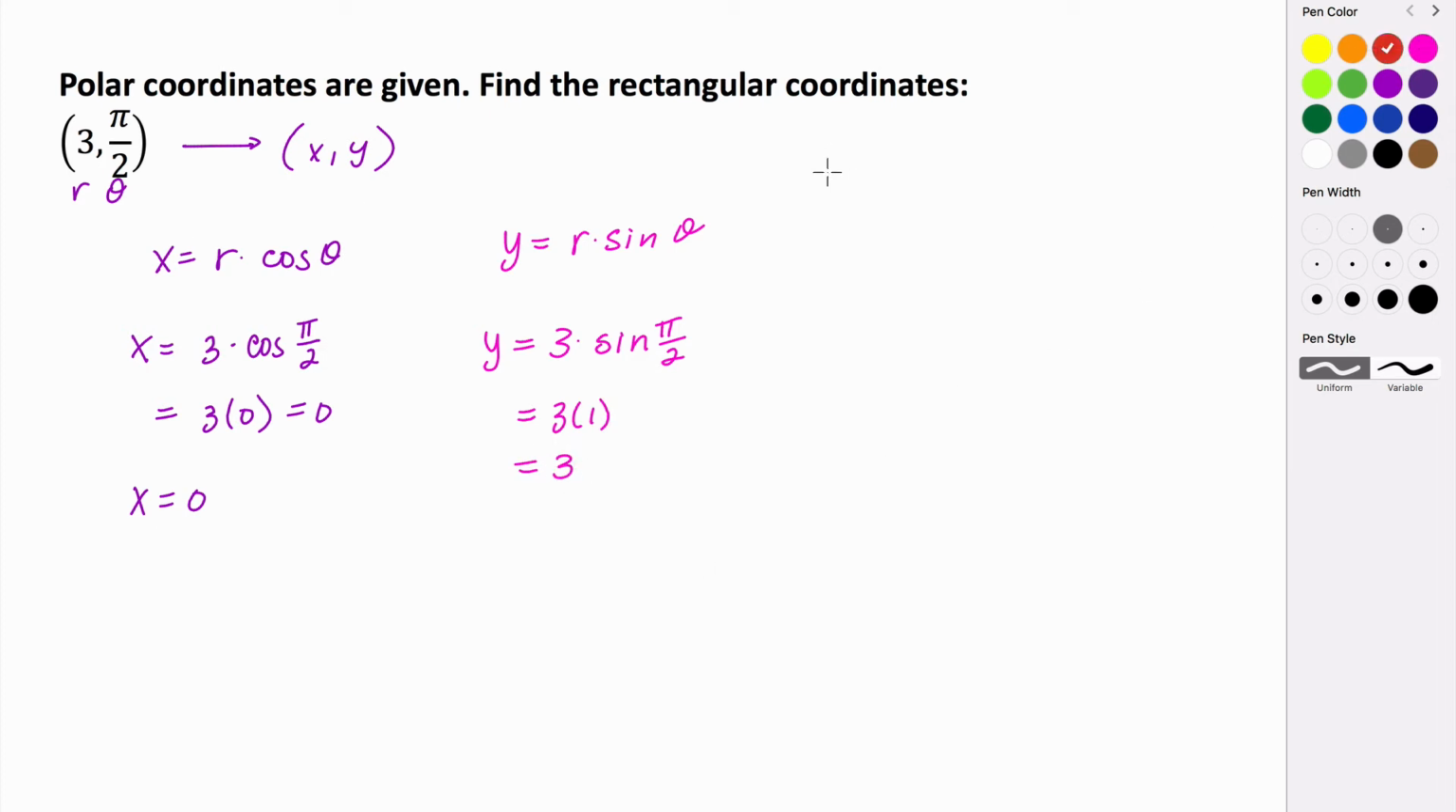So our ordered pair in polar, 3 comma pi over 2, this is r and theta, r comma theta. When converting it into rectangular coordinates, it's going to be 0 comma 3. So this is x comma y, rectangular coordinates. So that's going from polar to rectangular. Let's take a look at another one.